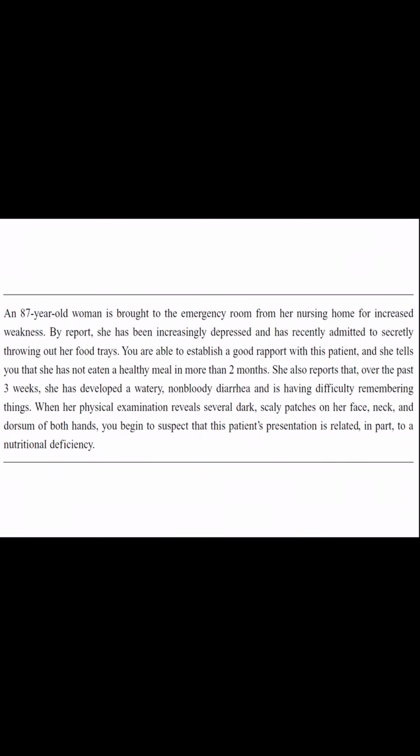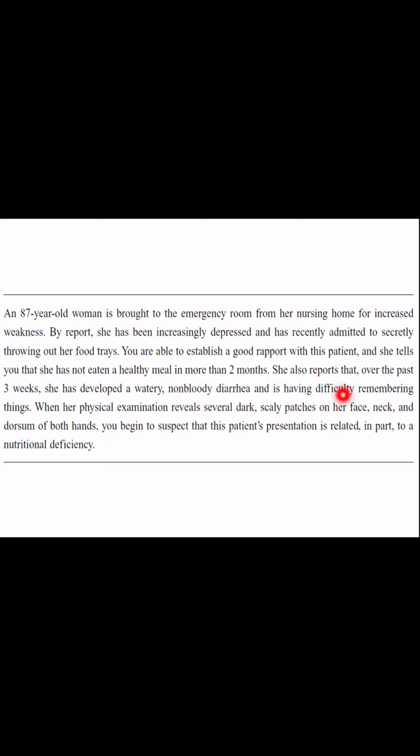So here, an 87-year-old woman is brought to the emergency room from her nursing home for increased weakness. By report, she has been increasingly depressed and has recently admitted to secretly throwing out her food tray. That means she is anorexic. She is depressed. You are able to establish a good rapport with the patient, and she tells you that she has not eaten a healthy meal in more than 2 months. She has been eating some staple diet.